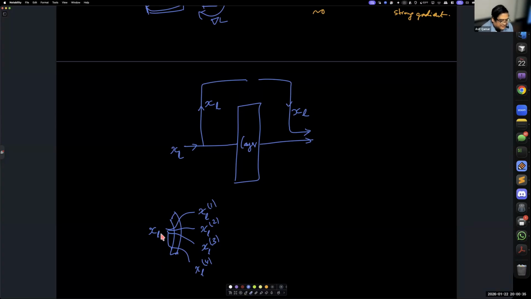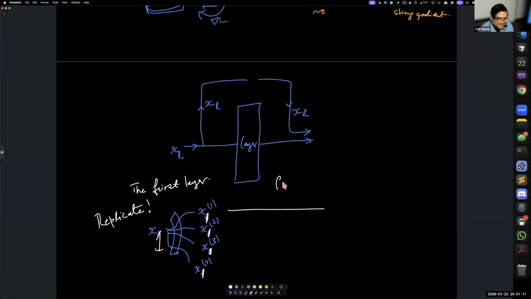Originally, in layer 1, so let me not mark it as layer 4, let me mark it as layer 1. The first layer. What do you do? Replication. Replicate. Make 4 copies of the signal. So now, here is a picture that I have, guys. Imagine a fiber optic bundle that has 4 fiber optic fibers.